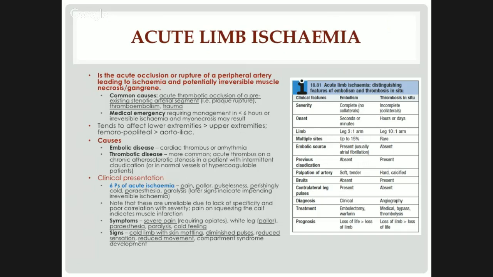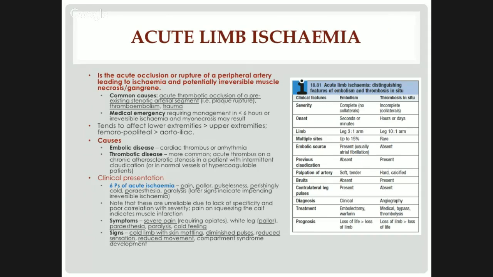So it's a medical emergency or surgical emergency, and you need to fix it quickly. So the causes, there's two causes. You can either have embolic disease, which is where they might have atrial fibrillation, they might have infective endocarditis, they might have valvular heart disease, and an embolus flicks off from their heart and decides to go down the subclavian artery, and they get acute limb ischemia of their arm.